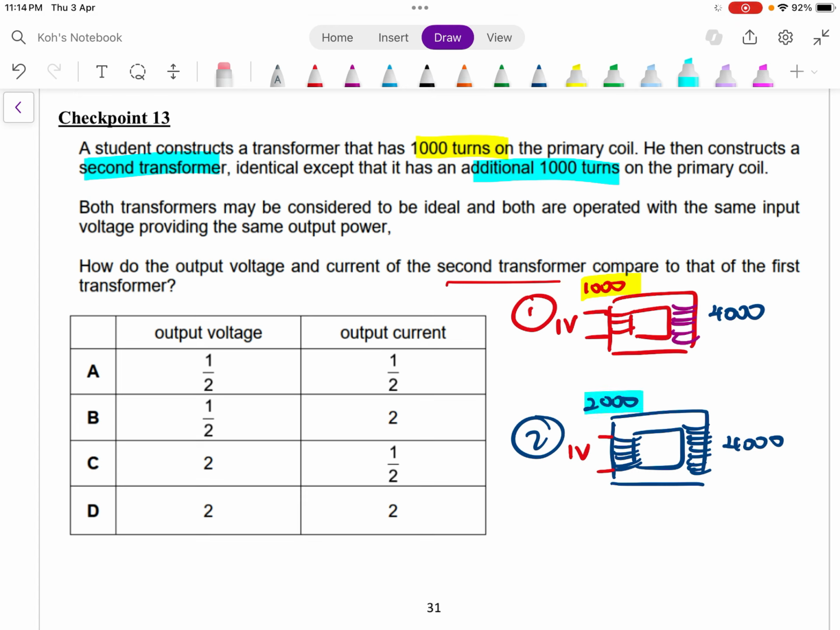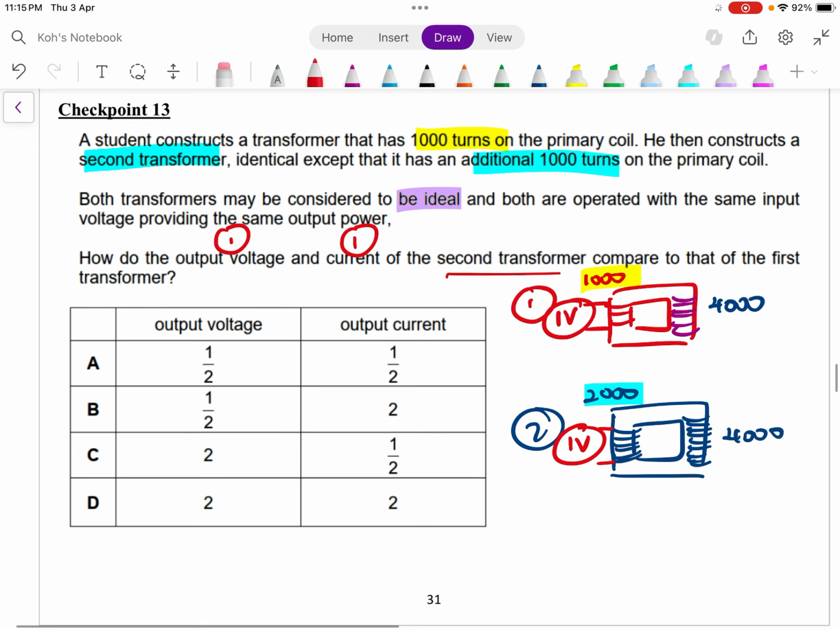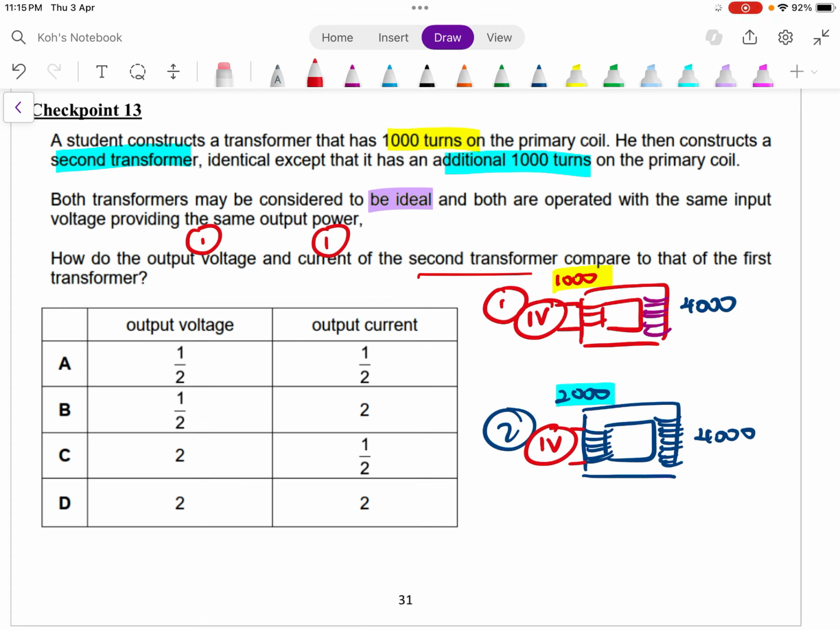Both transformers may be considered ideal, meaning no energy loss. Both are operated with the same input voltage, providing the same output power. Of course, think of it as, for example, this 1 volt, this also 1 volt. How do the output voltage and the output current of the second transformer compare to that of the first transformer? For this type of question, you can actually put in numbers to help you.